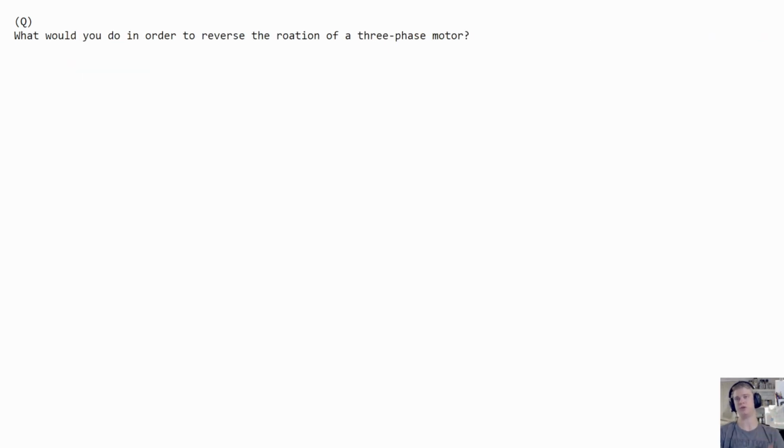Okay, next, what would you do in order to reverse the rotation of a 3-phase motor? And if you saw my 3-phase systems explained video, you'll know this is just you reverse any 2 leads. Next, what should be used to fit new brushes to the commutator in a generator? And you simply use a strip of sandpaper.